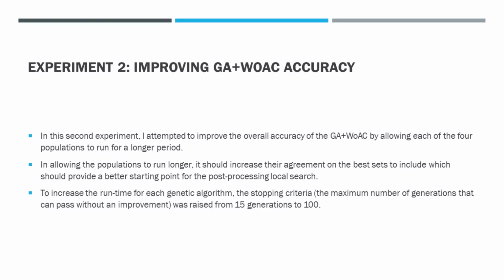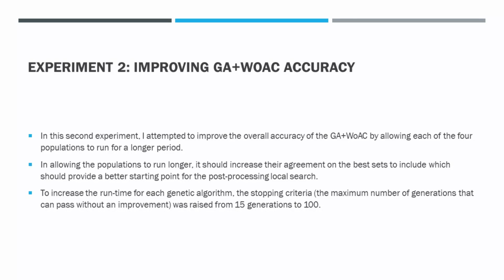So after seeing the results of this first experiment, I went on and conducted a second experiment. And for this one, my goal was to improve the accuracy that the genetic algorithm plus the wisdom of artificial crowds algorithm provided. So in the second experiment, I allowed each of the 4 populations to run for a longer period. And in allowing the populations to run for a longer period, it should increase their agreement on the best sets to include, which should also in turn provide a better starting point for the post-processing local search.